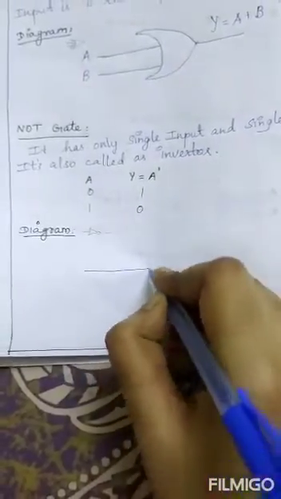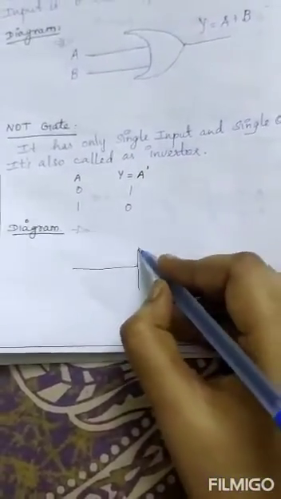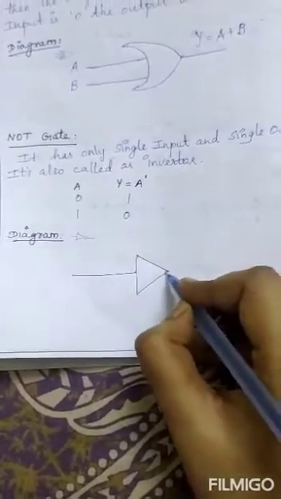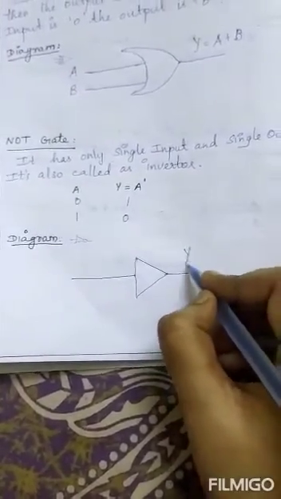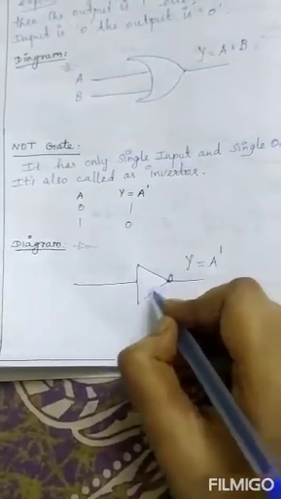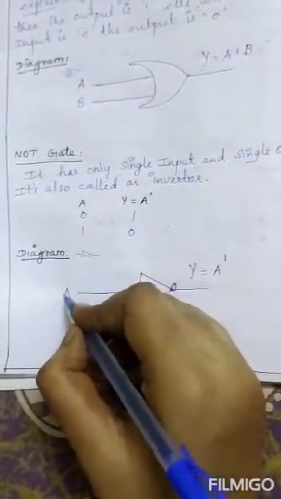And the circuit diagram for this has only a single input. For the NOT operator, the symbol in the center should be a triangle. Only a single output. Y is equal to A bar. A bubble should come at the output.